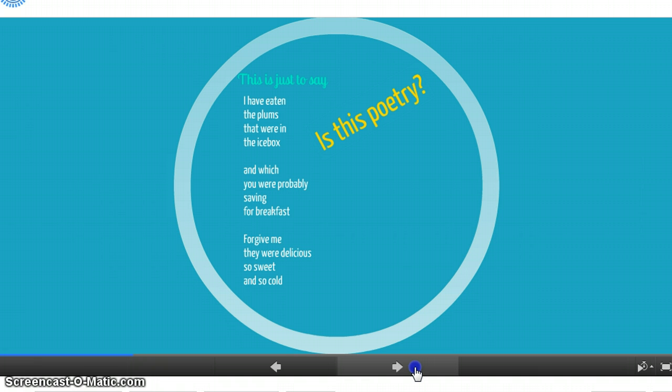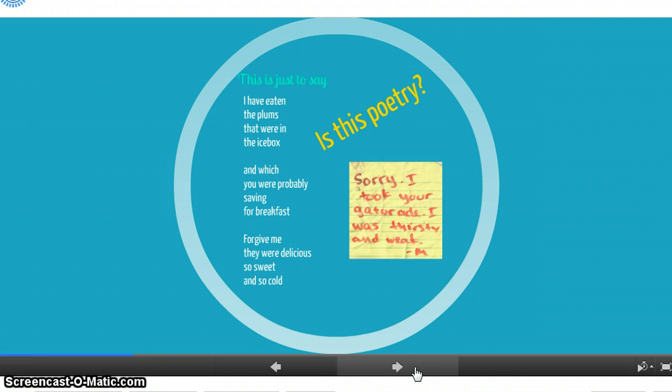I mean, this kind of looks like this note here: "Sorry I took your Gatorade, I was thirsty and weak." Can little scraps of paper you leave on the counter for people be considered poetry? Really, that depends on you, and that's up to you. This poem right here is by William Carlos Williams, and it's a specific type of poetry.